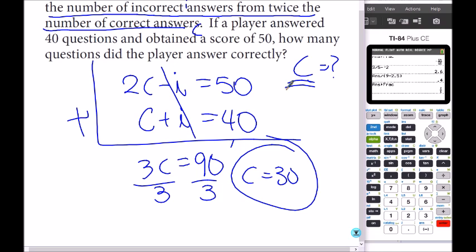And if C is 30, I must be 10 to make it 40. Then 2 times 30 is 60, minus 10 is 50. So you can double check your answer quickly that way.